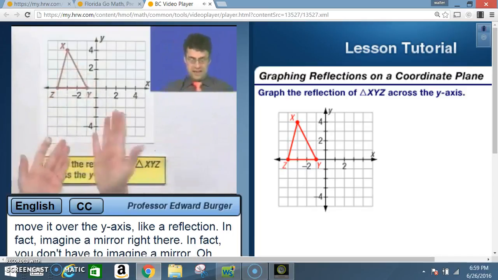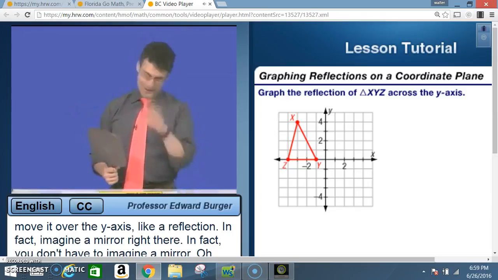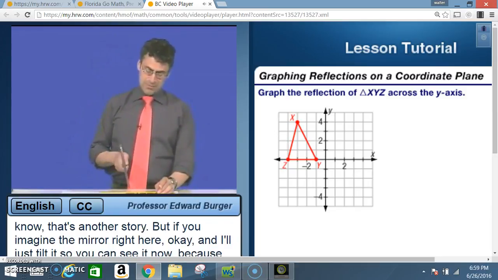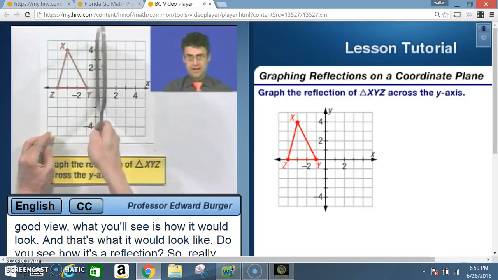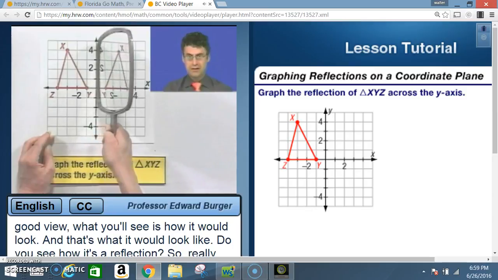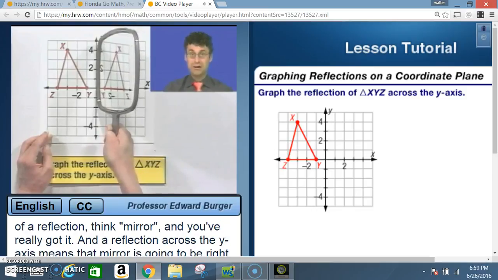In fact, imagine a mirror right there. If you imagine the mirror right here, and I'll just tilt it so you can see it now because you don't have a good view, what you'll see is how it would look. And that's what it would look like. You see how it's a reflection? So when you think of reflection, think mirror.